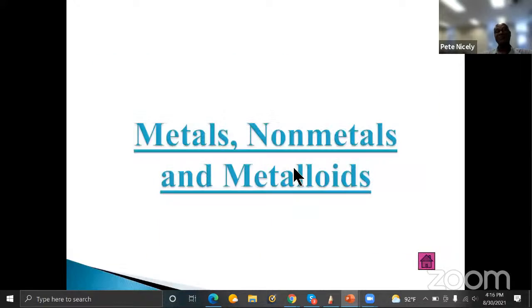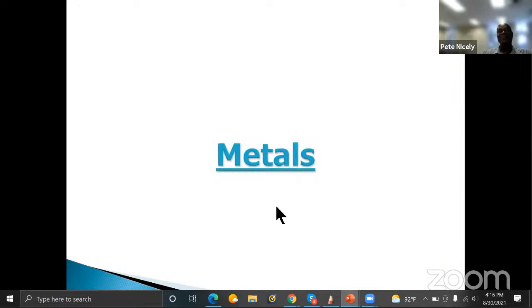Okay, so let's talk about the different categories of elements that we can identify. And it depends really again on the context and how you want to categorize them. Now, the specific type of categorization we'll be looking at is, as you see here on your screen, the categories of metals, nonmetals, and metalloids, right? So let's talk about metals firstly.